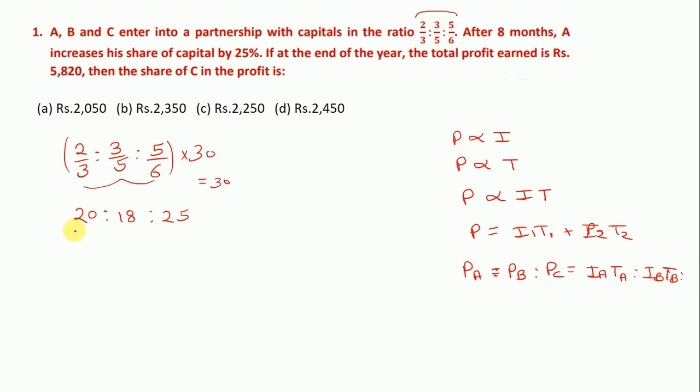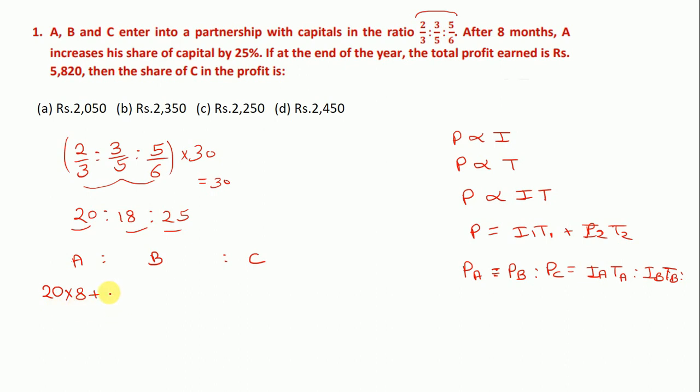We can consider it as capital for A, B and C respectively. So for A is to B is to C, capital is 20 and time is 8 months, because after 8 months A has increased his amount by 25%. So 20 into 8 plus, if there is any change in amount, then simply add or subtract and multiply that amount by time. Here the amount has been increased by 25%, and 25% of 20 is 5.